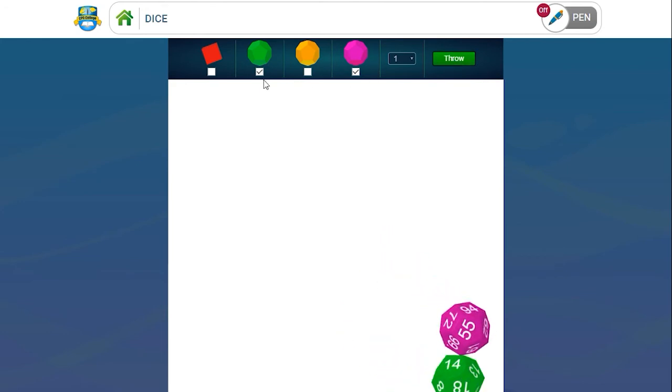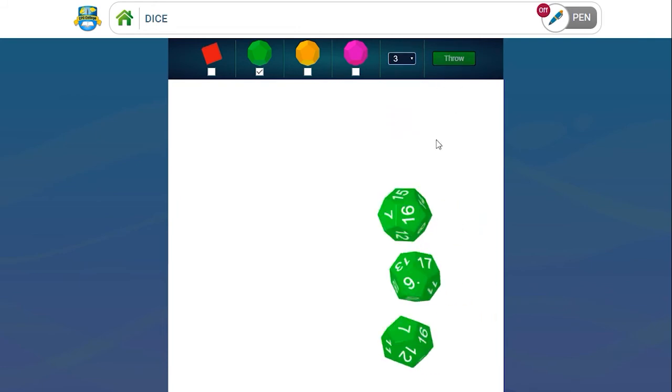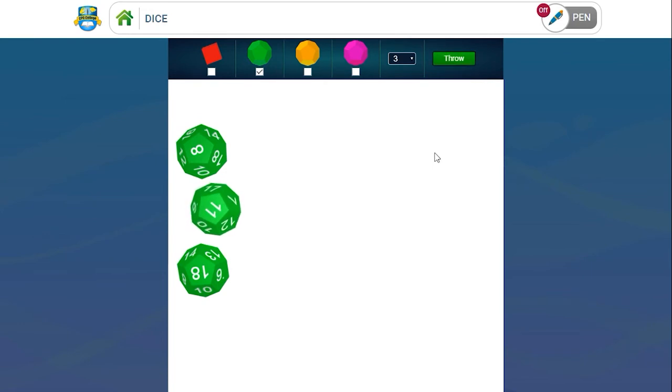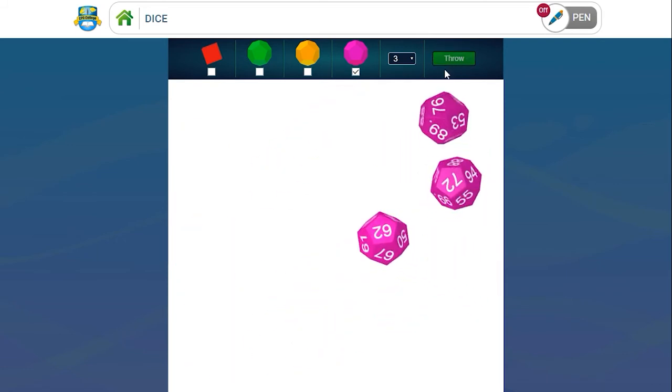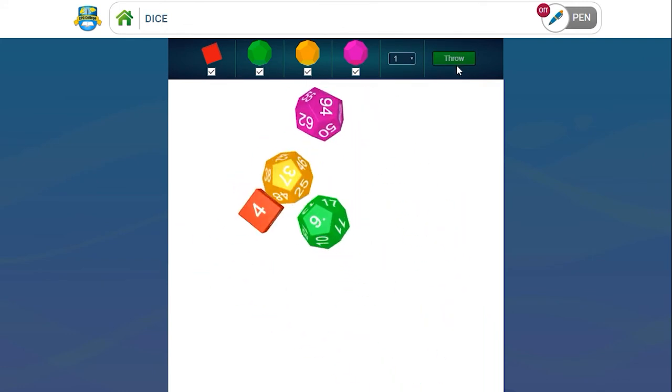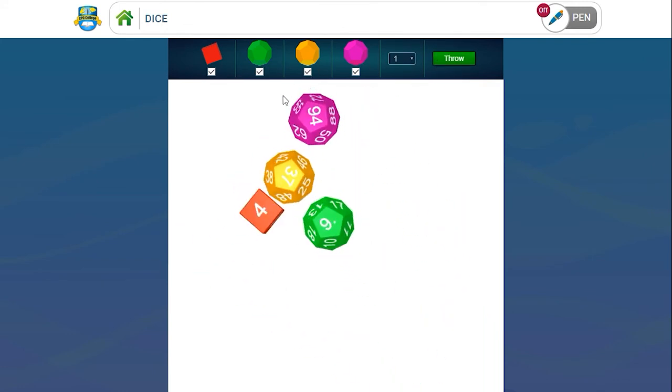Another exercise might be just to select the green, select 3 dice, you throw it, and again they have to add the 3 numbers and show. And again, talk to them about how they arrived at their answer. You could throw 3 pink. You could throw one of each. Throw.